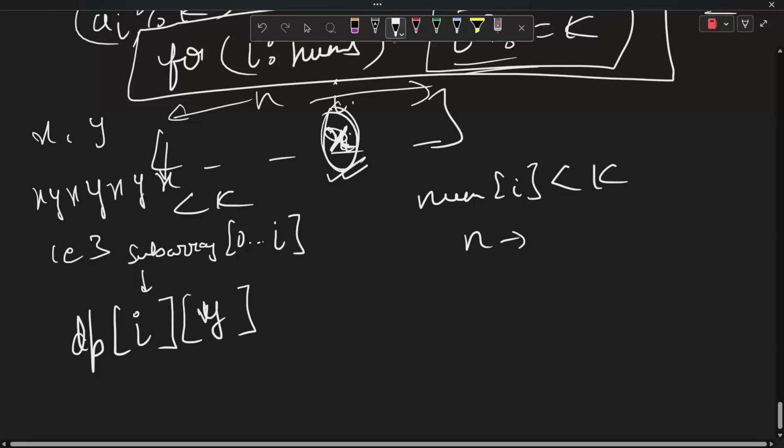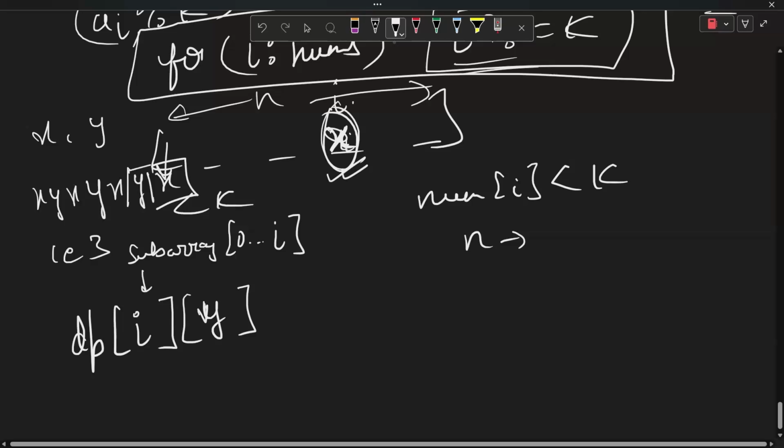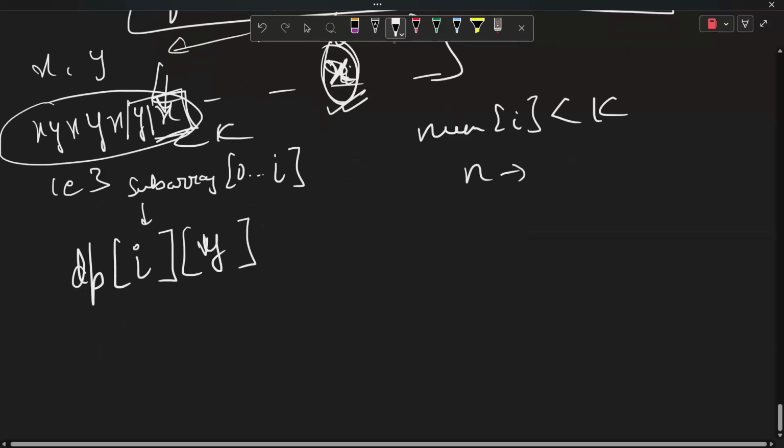So it means we have picked an x here. Now what is the y? We can have all the combinations of y from 0 to k minus 1, so we would iterate from 0 to k minus 1. Let's say we have fixed a y. Now once we have fixed an x and a y, we can compute the length of the subsequence.